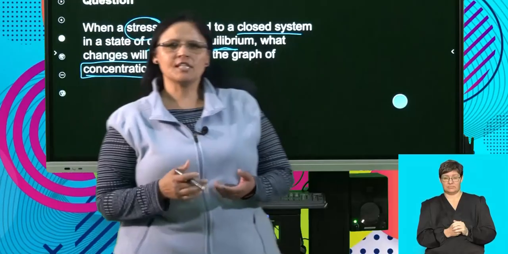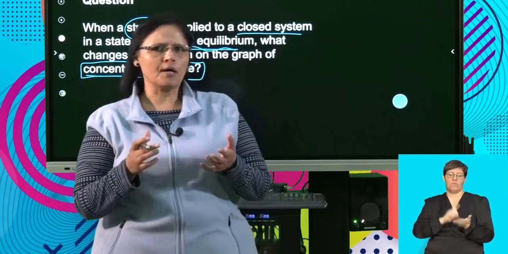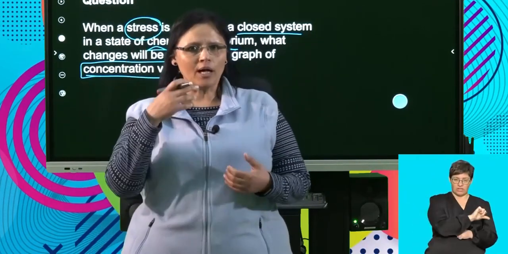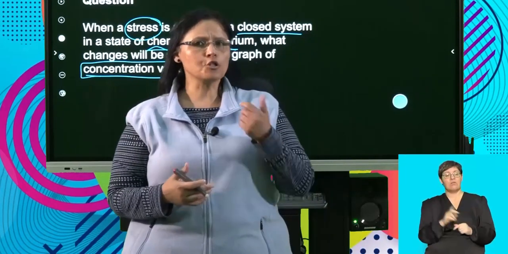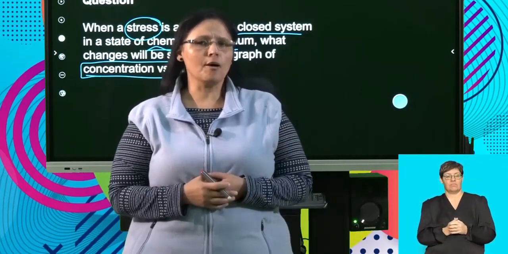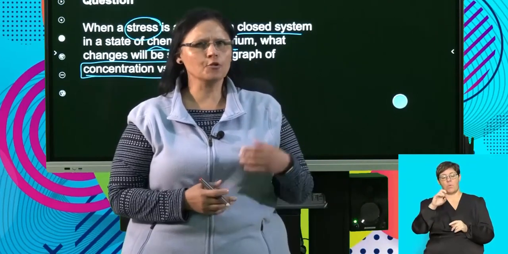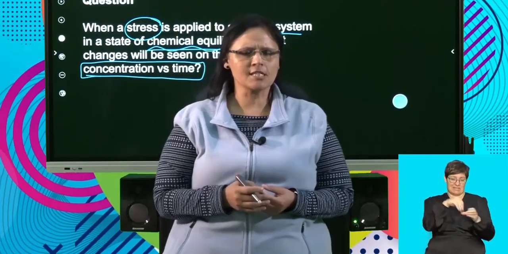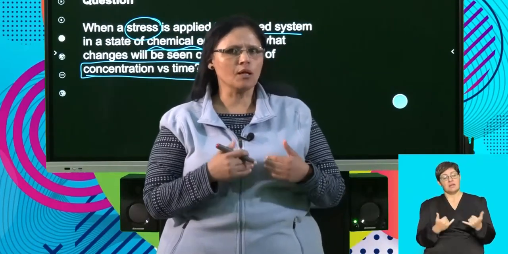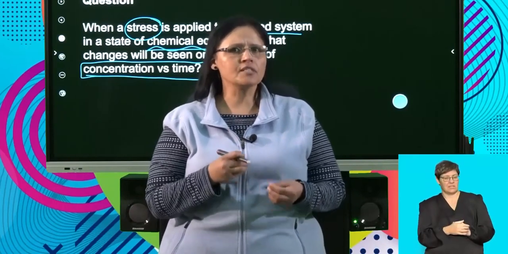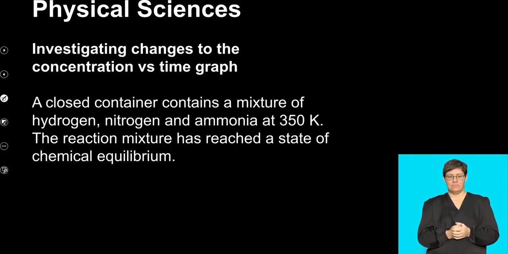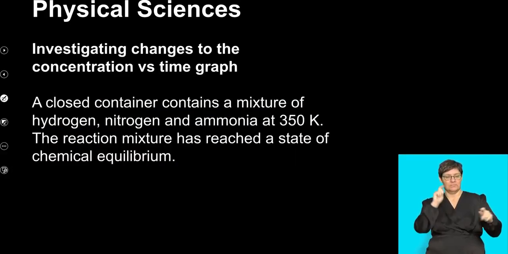So we've seen the rate graphs a little earlier. We spoke about the changes in the rate of your forward and your reverse reaction. But whilst we were looking at the rate graphs, I also brought up, for the example of the production of ammonia, how it will look if we look at the concentration of the different substances that are used. So this session will basically focus on how the concentration time graphs look. We're going to investigate the changes to the concentration versus time graphs.